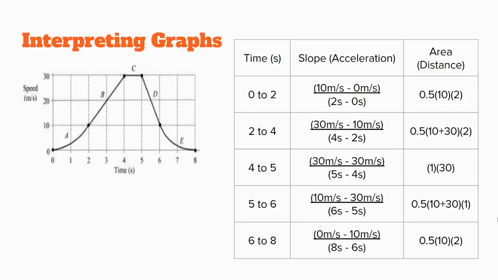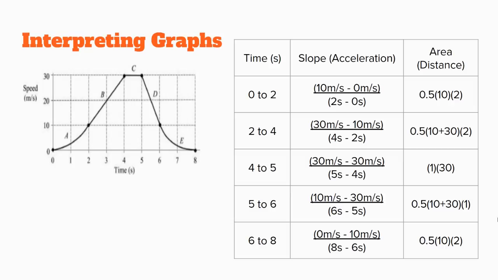So we can calculate the slope and the area. So like this, from 0 to 2, we can calculate it's 10 meters per second minus 0 meters per second divided by 2 seconds minus 0 seconds, and area is 0.5 times 10 times 2. And we can do that for 2 to 4 seconds, 4 to 5 seconds, 5 to 6 seconds, and lastly 6 to 8 seconds. If you want to look at this graph more, please stop this video.